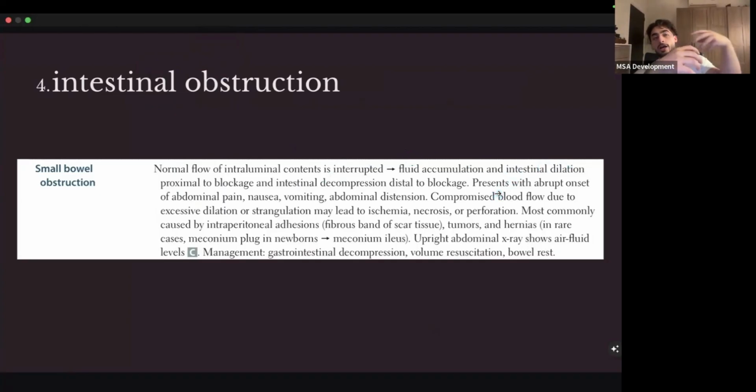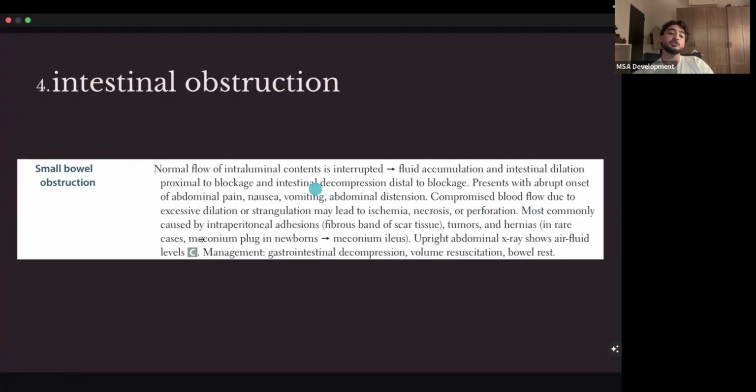Basically, you get obstruction, and all of this intraluminal stuff accumulates and draws water in, and you're going to get bowel edema, and then eventually it could cause ischemia or even gangrene in severe cases of obstruction. All right, so it presents with abrupt onset of abdominal pain, nausea, vomiting, and abdominal distension. Now, depending on the degree of obstruction, it could be very severe, or it could be mild. Like they could tell you that it's just mild colicky pain, and they're still able to pass stool, for example. Compromised blood flow due to excessive dilation or strangulation may lead to ischemia, necrosis, or perforation.